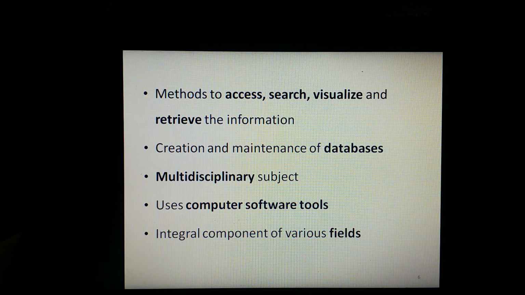Here I have used the term data mining. Data mining is basically the practice of examining large pre-existing databases, and why this is done, it is done in order to generate new information. So this is data mining.